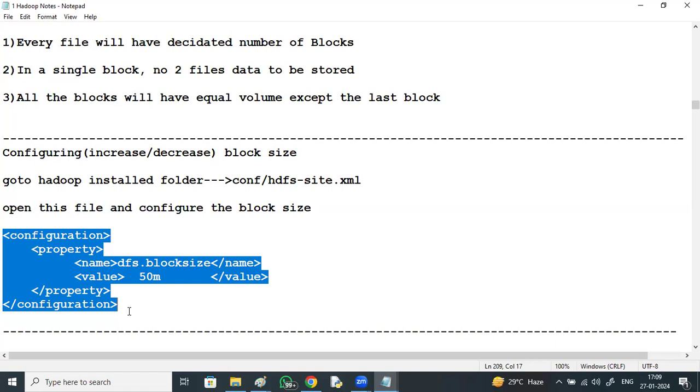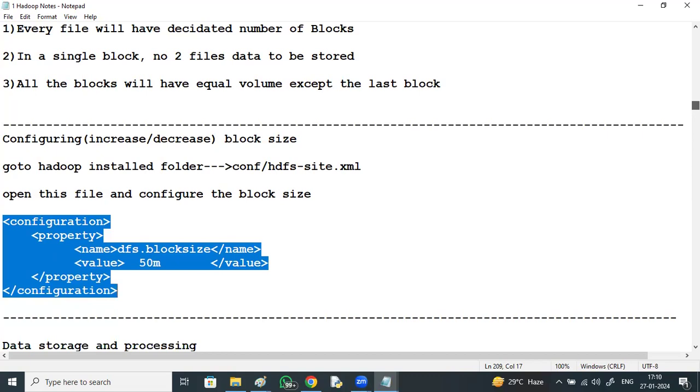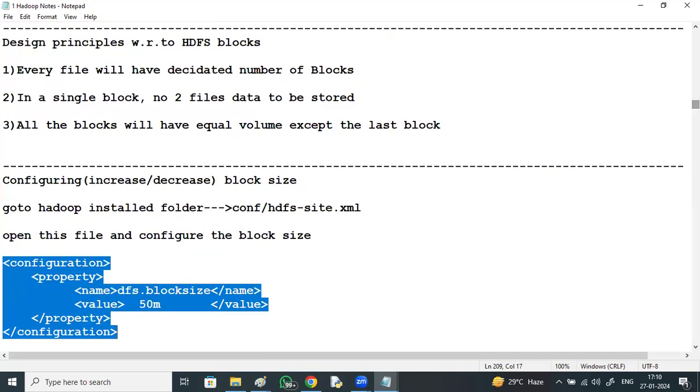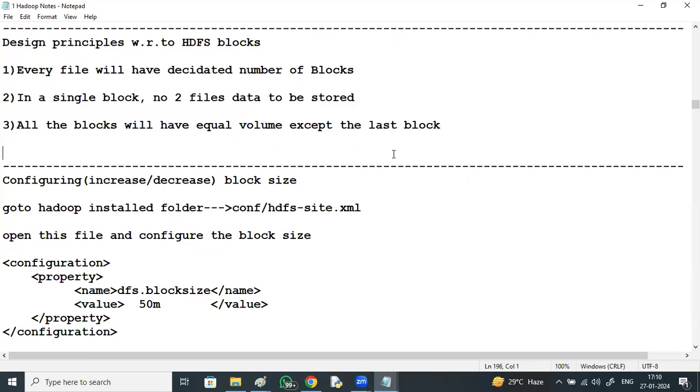But I don't want 128. I want some different block size, like 100 or 50, or like 30. Can I make it more than 128? Yes, yes. I'll say whether it's advantageous or disadvantageous. Yes, 1 second. So here, I can make 200 also, 300 MB also. You can set whatever you want. We can increase or decrease the block size. We can set our own block size.